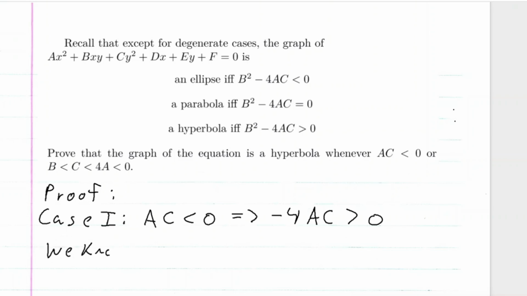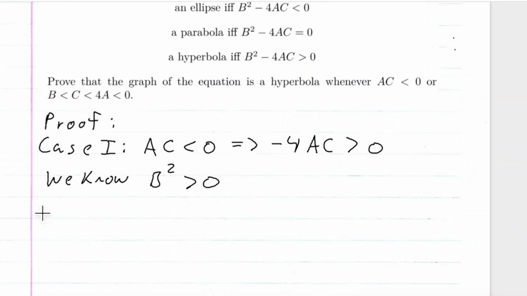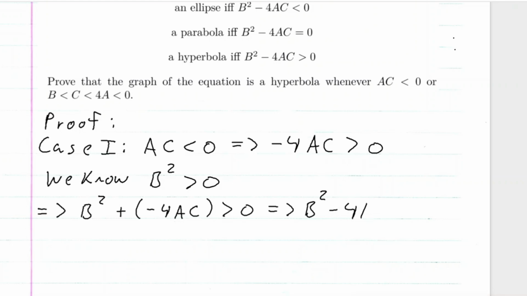We know, right, that for every real number b, b² is always bigger than 0. So this implies that b² plus −4ac is going to be bigger than 0, because I know −4ac is bigger than 0 and b² is bigger than 0. So the sum of two numbers that are bigger than 0 is bigger than 0. And this implies that b² − 4ac is bigger than 0. Okay, so that's for the first case. Let's go ahead and dive into the second case.